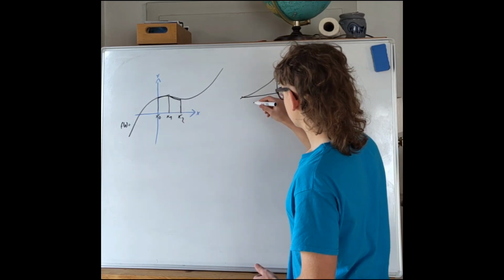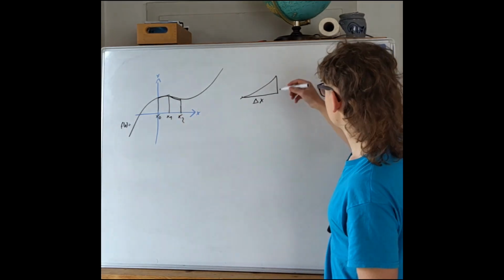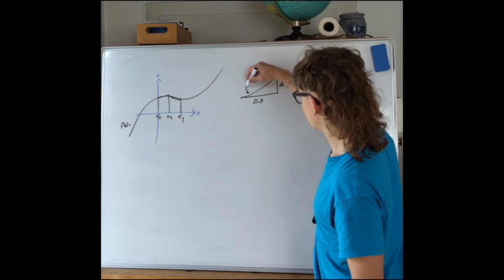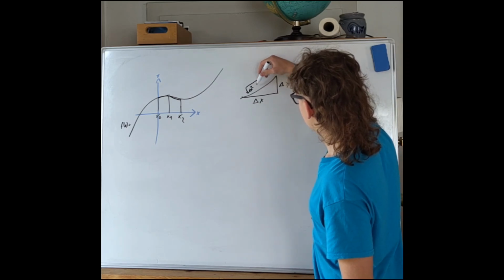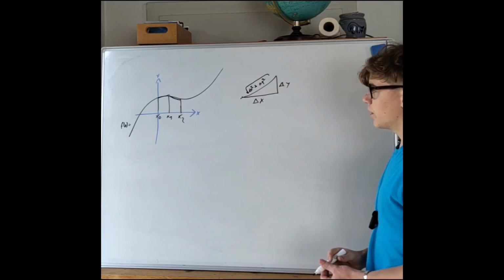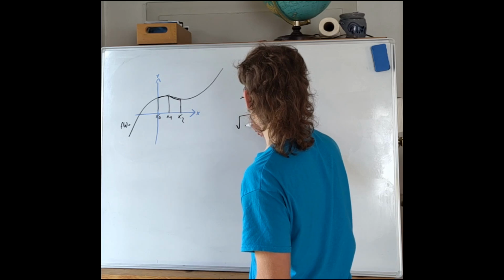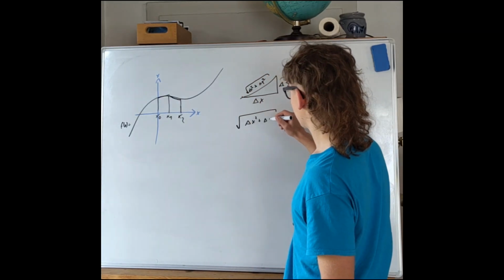Over here we have a delta x. We can later substitute this. Here we have a delta y. And then this, of course, by the Pythagorean theorem, is the square root of delta x squared plus delta y squared. So first of all, this is the length of one of the lines.